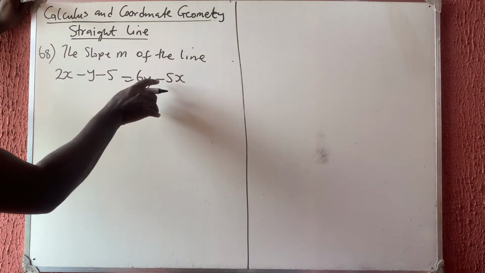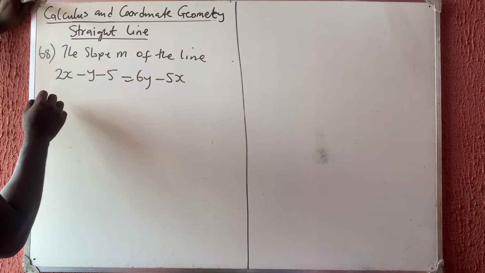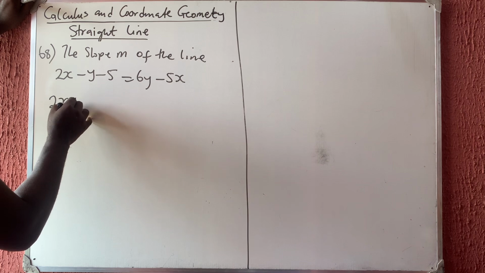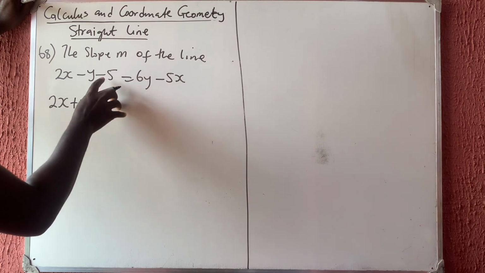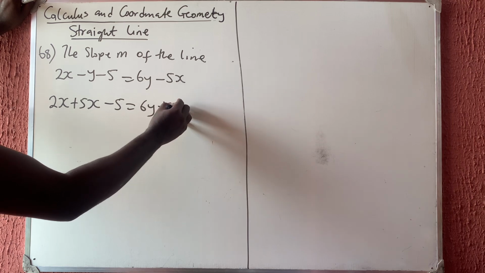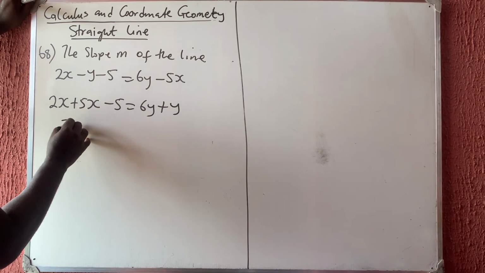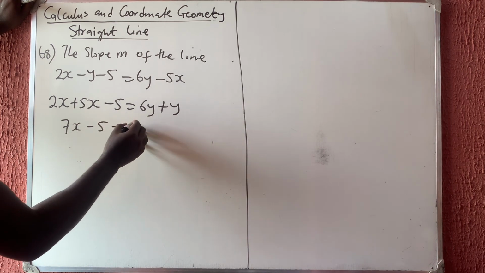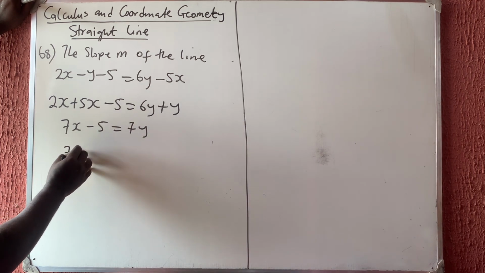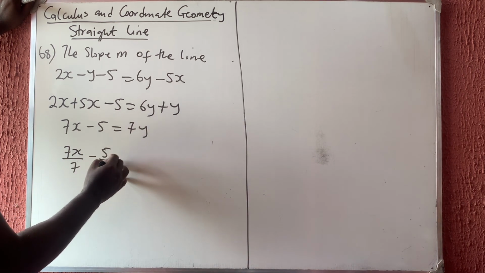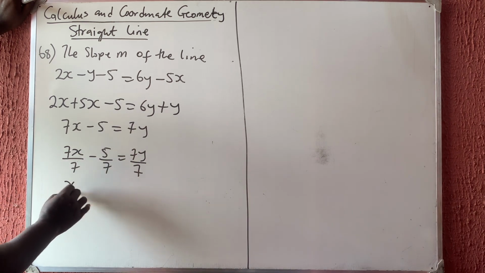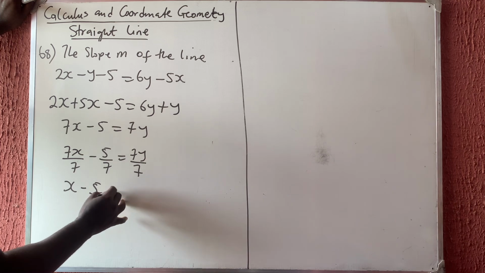So this y can come here so that this x can come here. So I'm having that 2x, this one coming here, I'm going to have plus 5y plus 5x, then minus 5 is equal to 6y. This one going here plus y. Okay, this and this is giving me 7x minus 5 is equal to 7y. So divide everybody by 7 to have 7x over 7 minus 5 over 7 is equal to 7y over 7. So what do you have? x minus 5 over 7 is equal to y.